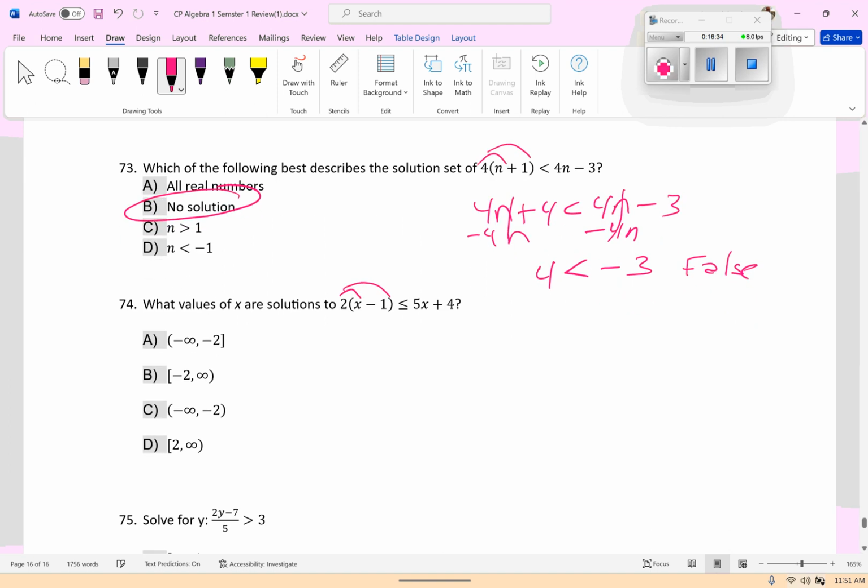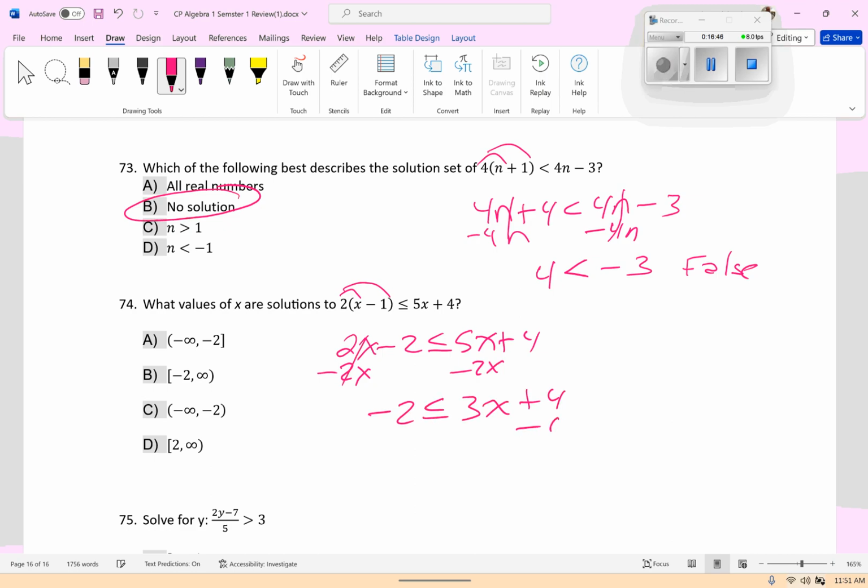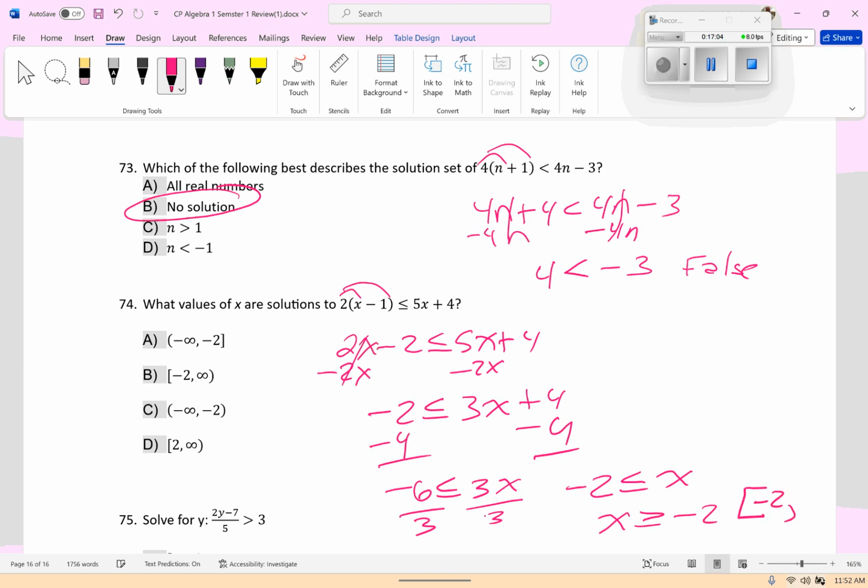For this particular one, we're going to distribute the 2 over the parentheses. Let's subtract 2x from both sides. Those are gone. Subtract 4 from both sides. Negative 6 is less than 3x. Divide both sides by 3. Again, negative 2 is less than or equal to x. Flip this whole thing over. So what we want, we're going to have a square bracket at negative 2, and I want values bigger. So negative 2 hard bracket or square bracket to infinity. Answer is B.